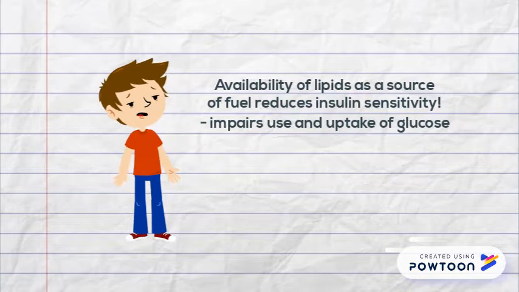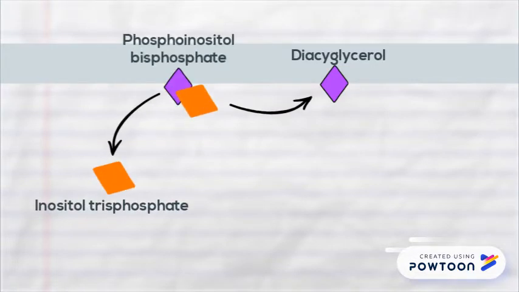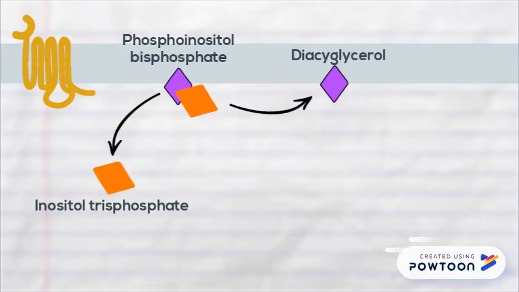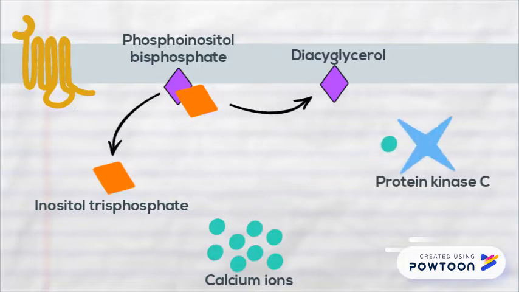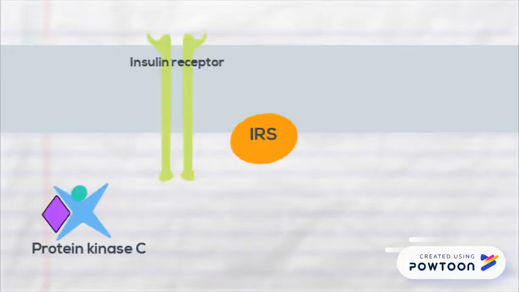reducing insulin sensitivity. Another lipid present in our bodies is diacylglycerol. Diacylglycerol and IP3 are products of PIP2 hydrolysis in a GPCR signaling pathway. IP3 causes the release of calcium ions from the ER, which activates protein kinase C together with diacylglycerol.